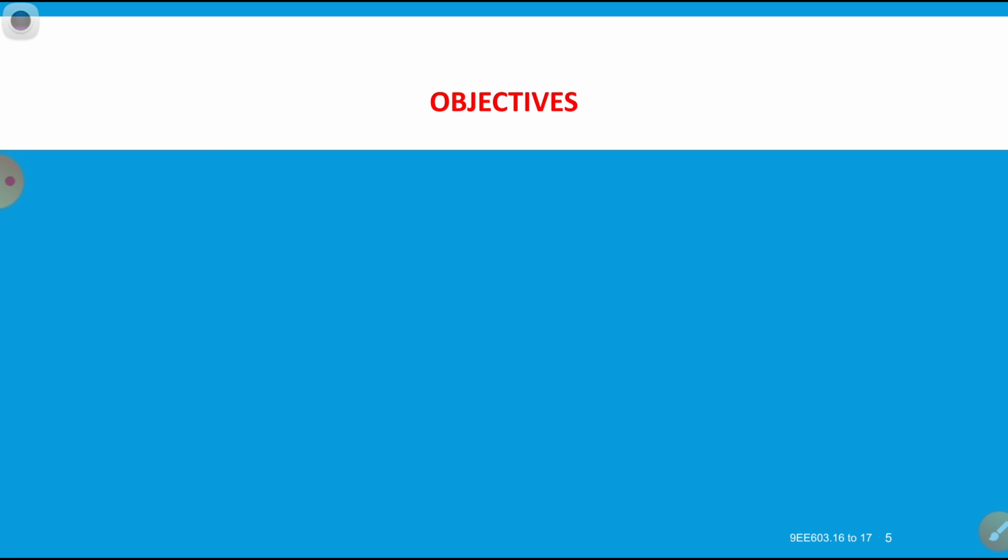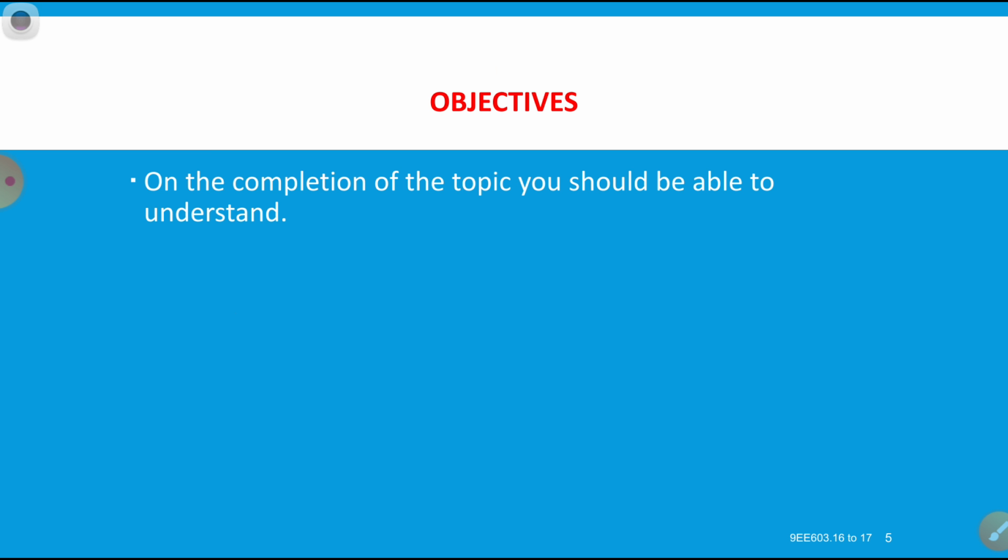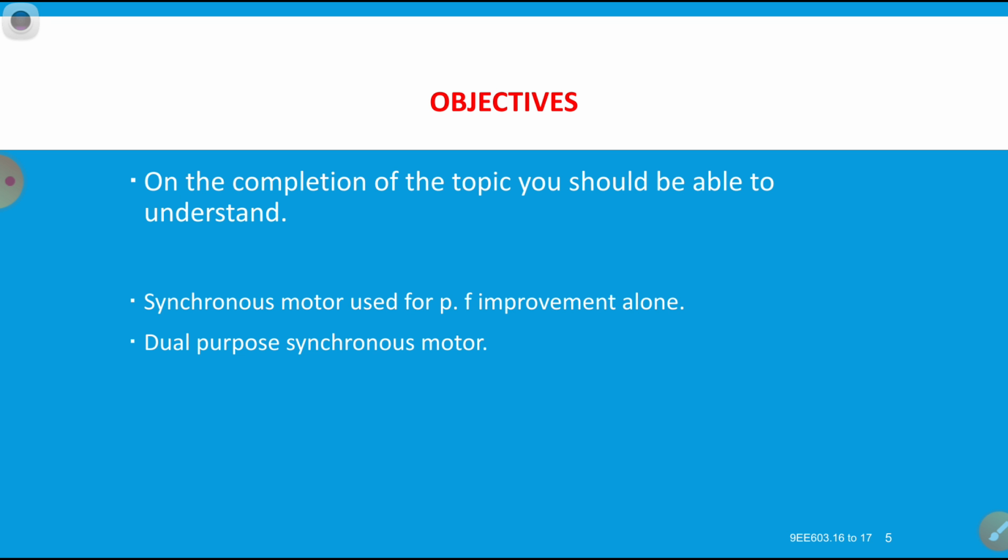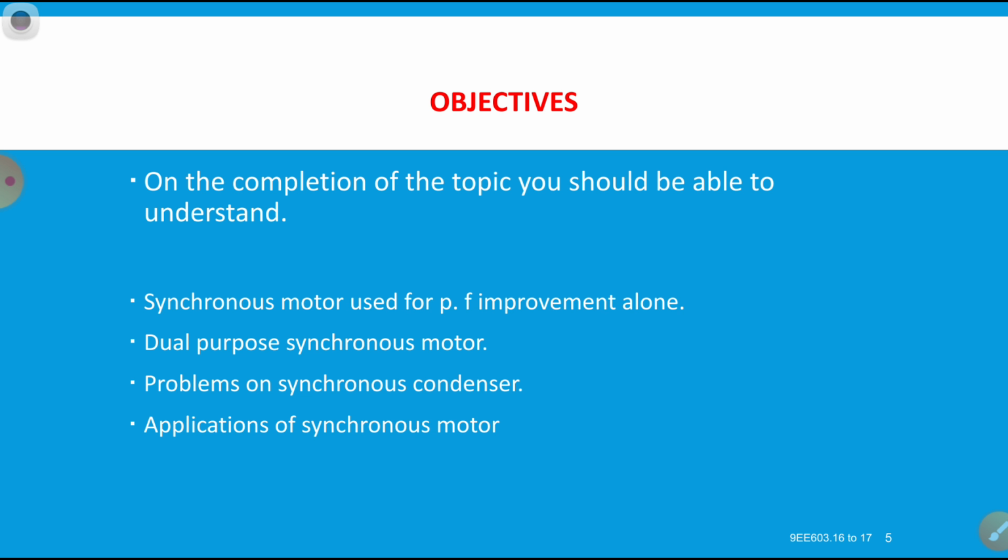Now, today's objective: on completion of the topic you should be able to understand the synchronous motor used for power factor improvement alone, the dual purpose synchronous motor, that is load as well as power factor improvement, simple problems on synchronous condensers, mathematical proofs, and applications of synchronous motor in our power engineering field.